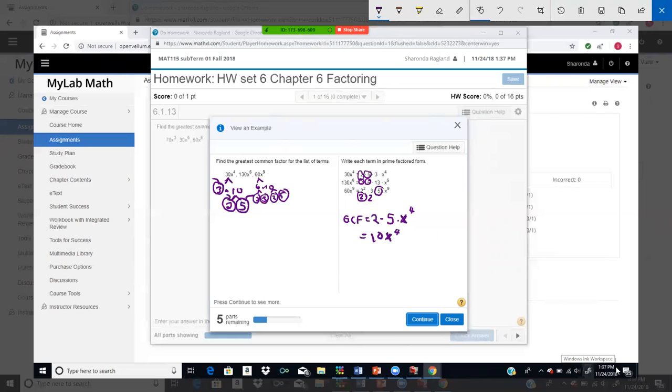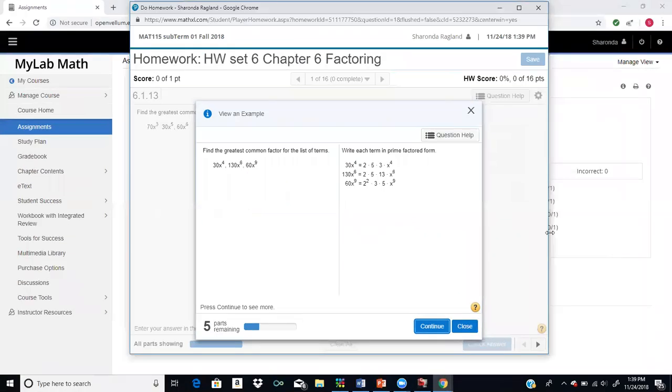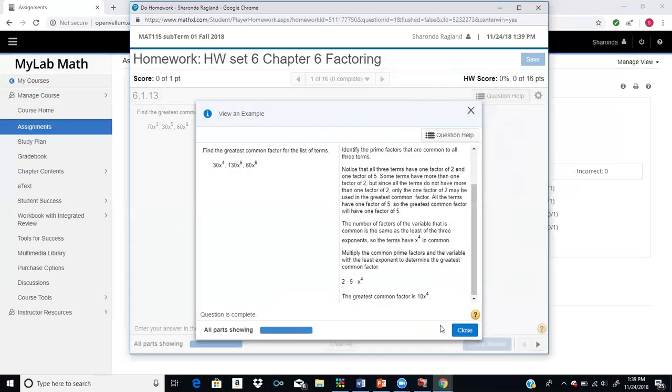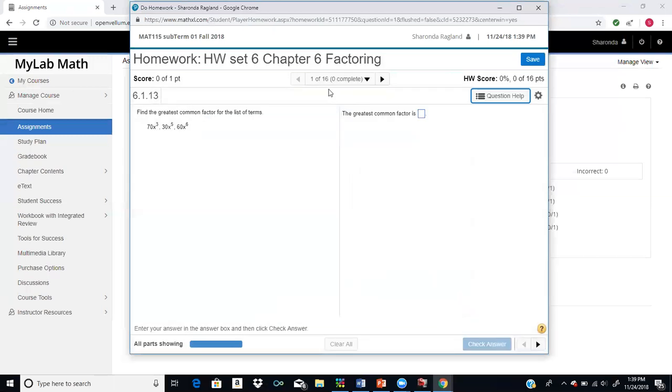Good. And so they start you off by getting you comfortable with finding the greatest common factor, because that's the first thing you want to look for when you're factoring. If you do have a GCF, when you are factoring, we're able to pull that out. And so we'll see that next. All right, so 10x to the fourth. So let's go back, and if you hit continue, they will go through the same process as we did to get that answer. All right, so that's an example.